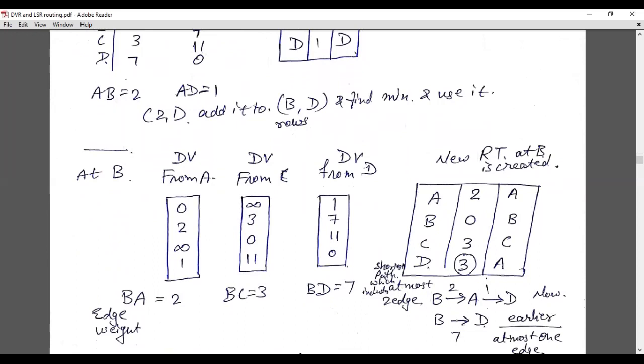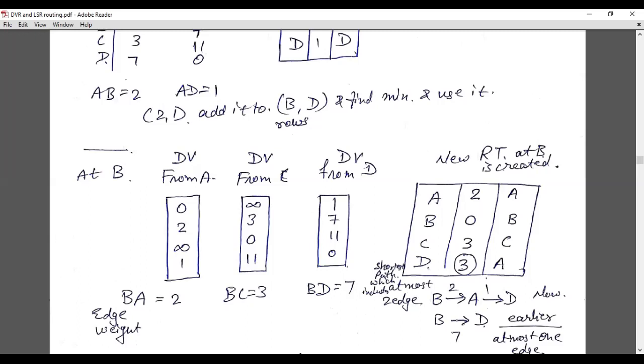If you look into the diagram, we see that A, C, and D are connected to B. The distance vector available from A is 0, 2, infinity, and 1. From C, the distance vector is infinity, 3, 0, and 11. And the distance vector from D is 1, 7, 11, and 0.